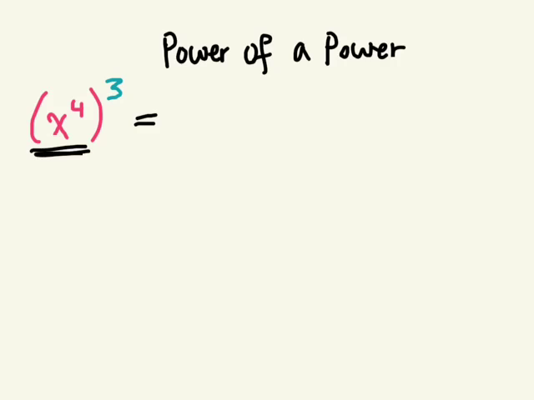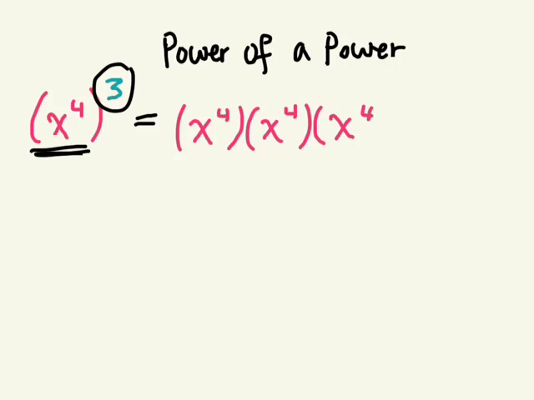What is the base of this power? X to the power of 4. Right, x to the power of 4 is the base, and how many times am I going to write that? 3 times. Well, now all of a sudden, this turned into what type of operation? Multiplication. I have x to the power of 4 times x to the power of 4 times x to the power of 4, because a power is repeated multiplication.